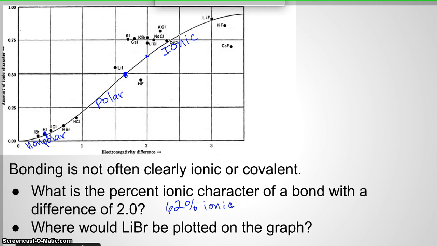Okay, and then where would LiBr be plotted on the graph? So if you go all the way back to the beginning of your notes and we look at that table, we find that bromine has an electronegativity of 2.96. Lithium has an electronegativity of 0.98. So when we subtract those two things, we get a difference of 1.98. So our difference, 1.98, would fall right about here, so that's where LiBr would fall on our graph.